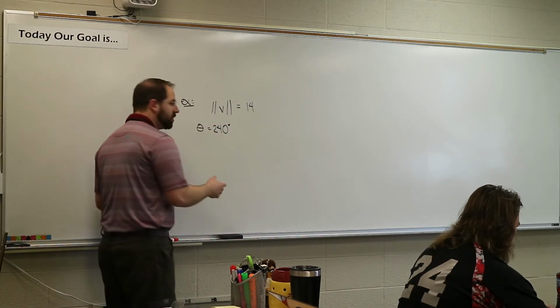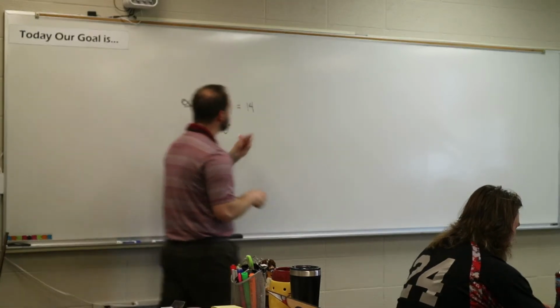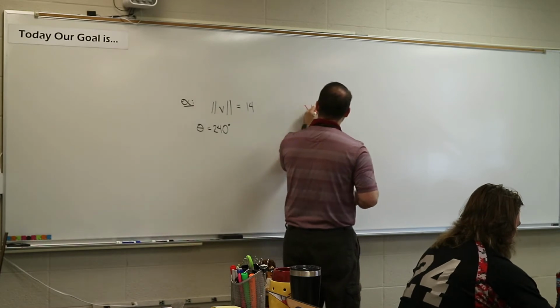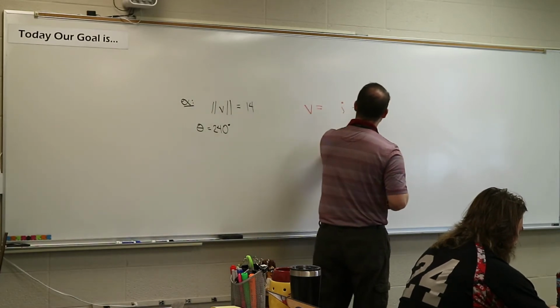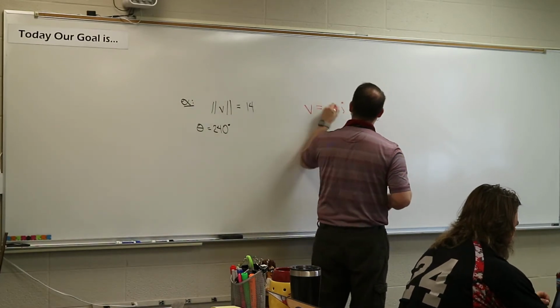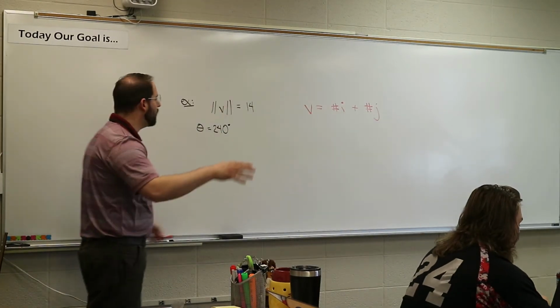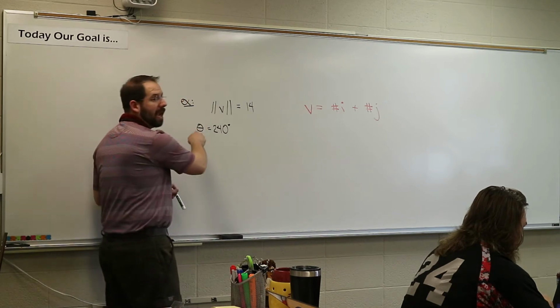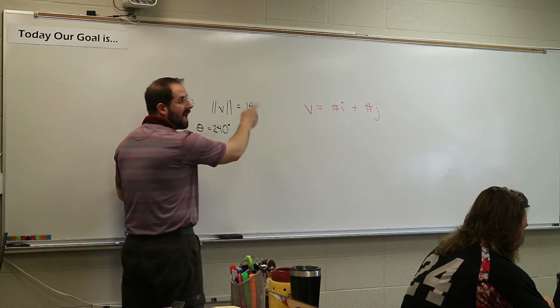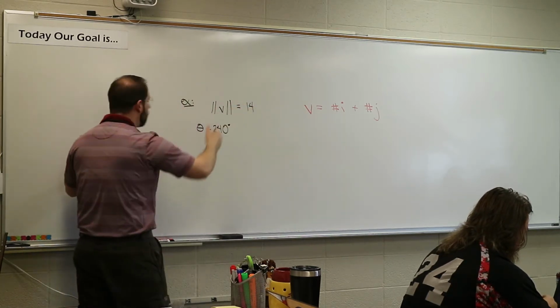So the idea is that how this works is to find each component, because we know it's going to be vector v. We know that. It's going to be something i plus something j. We're just trying to figure out what these numbers are. Now, to figure this out, this is the shortcut that I told you yesterday.